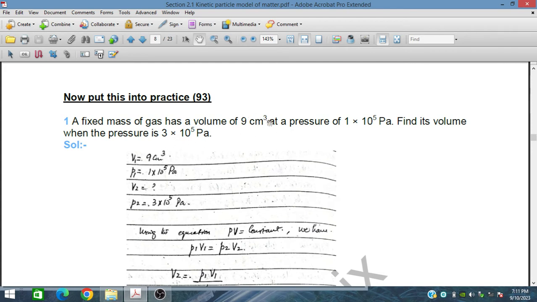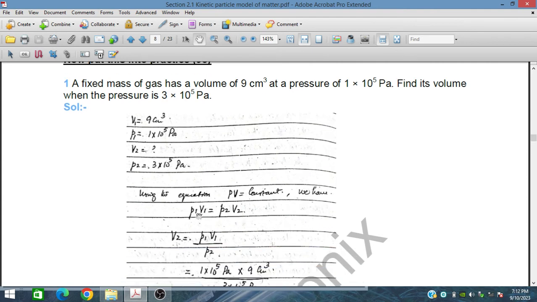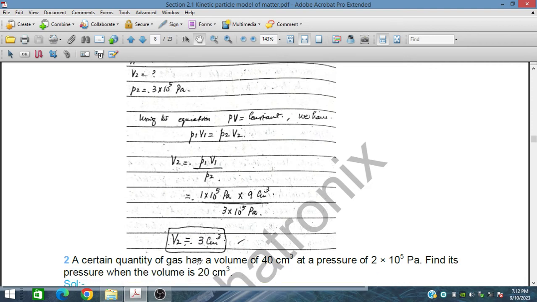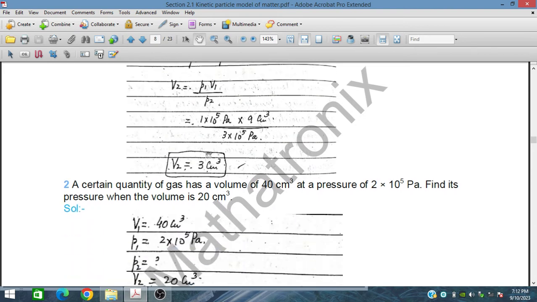So this is V1 and this is P1. V1 is equal to 9 centimeter cube, P1 is equal to 1 into 10 to the power 5 Pascal. We have to find V2, and the pressure P2 is 3 into 10 to the power 5 Pascal. Using the equation PV is equal to constant, we have P1V1 equals P2V2. So V2 is equal to P1V1 upon P2. This is 1 into 10 to the power 5 Pascal into 9 centimeter cube divided by 3 into 10 to the power 5 Pascal. On division and simplification, the Pascal cancels out, and V2 is equal to 3 centimeter cube. So this is very simple.